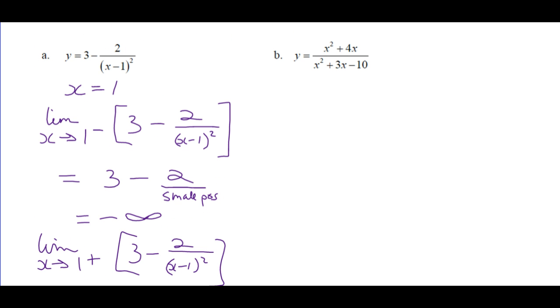Okay, last one. So this is x times (x plus 4) over, what, x plus 5, no.